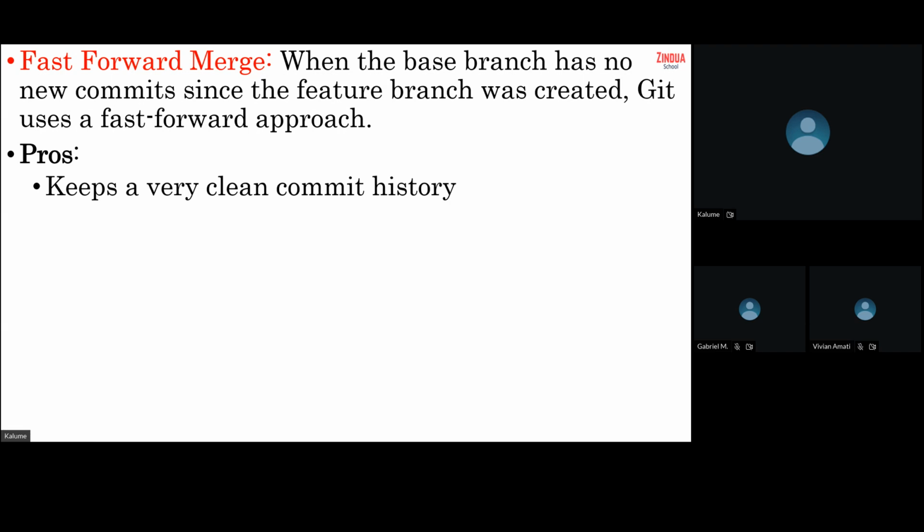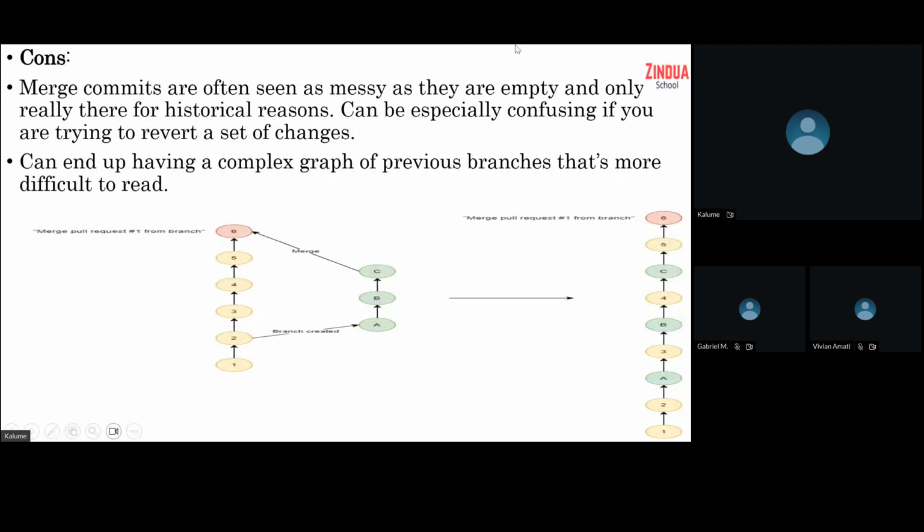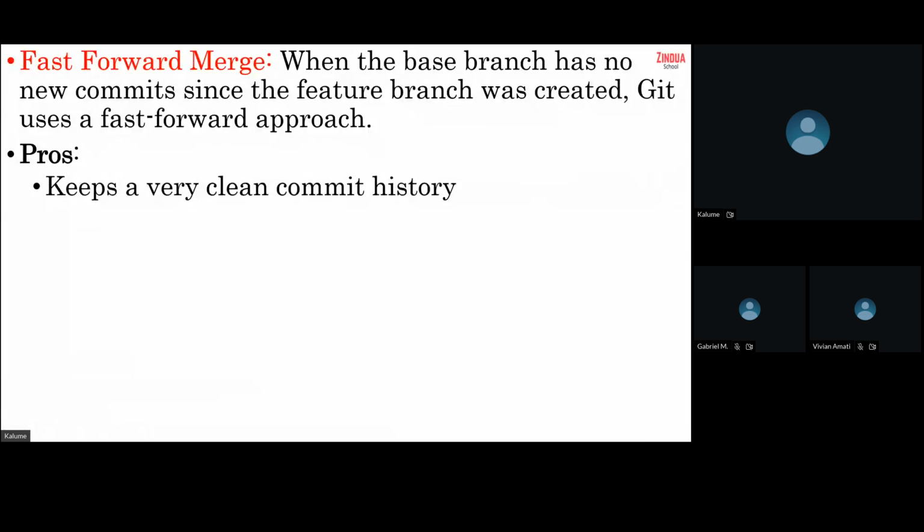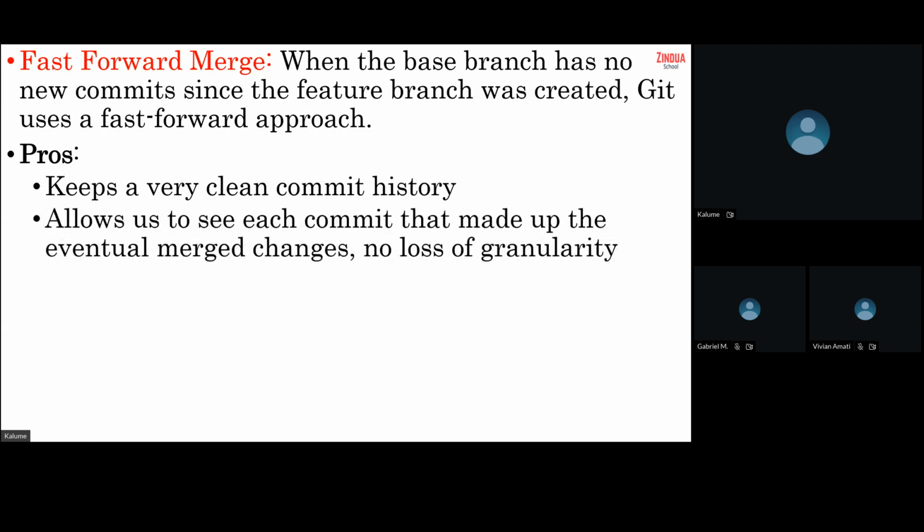So you have your base branch, you create a branch, and we can use the example here. By the time you want to do the commits, you may find that the last commit was commit 2. So now your commit will just be added after commit 2. There are no other commits that were done, but we'll see its graph the way it looks. This keeps the history clean, and it also allows us to see each commit that made up the eventual merge changes, with no loss of granularity also.